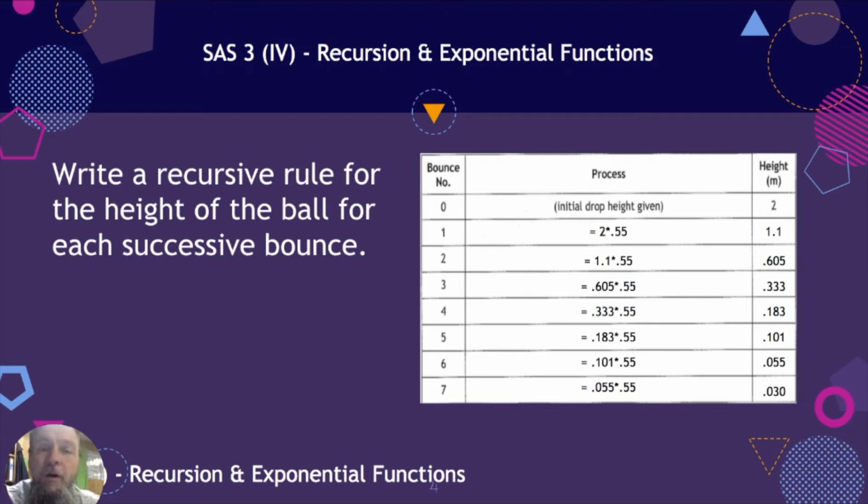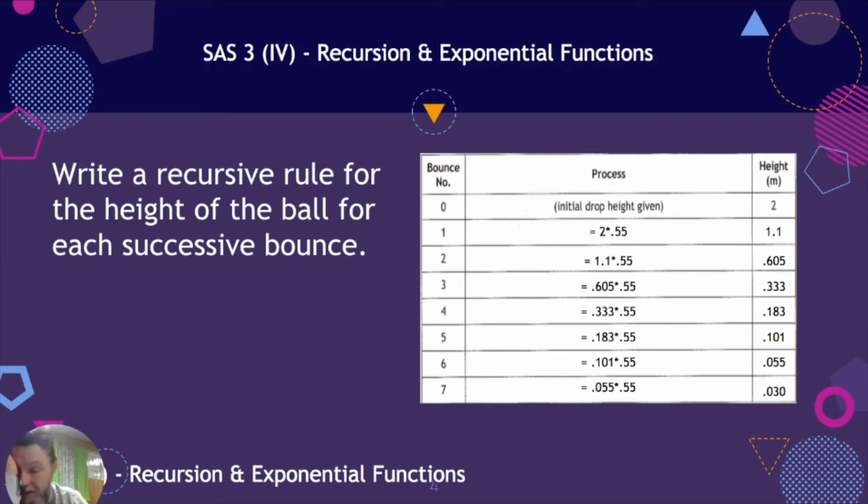But since we're doing recursion, we don't do that. All we do is make an equation based on the previous value to find the next value. So the first value we know is 2 meters, because it's given. Initial drop height given, 2 meters. So that means bounce 0, or h subscript 0, would be 2 meters. And the next one, h subscript n plus 1, would equal h subscript n.